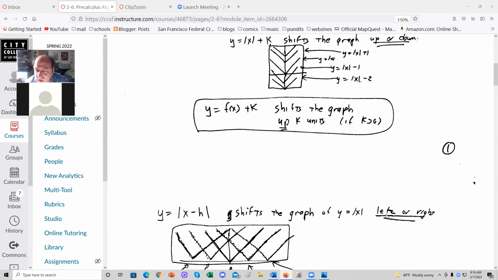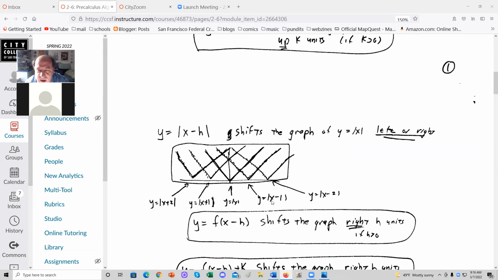So it shifts the graph left or right. To the right, if you're subtracting by a positive number. To the left, if you subtract by a negative number, in other words, add 1. So here, this v is the graph of y equals absolute value of x. Y equals absolute value of x minus 1 is 1 unit delayed, so we shifted over 1 unit to the right. Here's the graph of y equals absolute value of x minus 2, which is the absolute value graph shifted 2 units to the right.